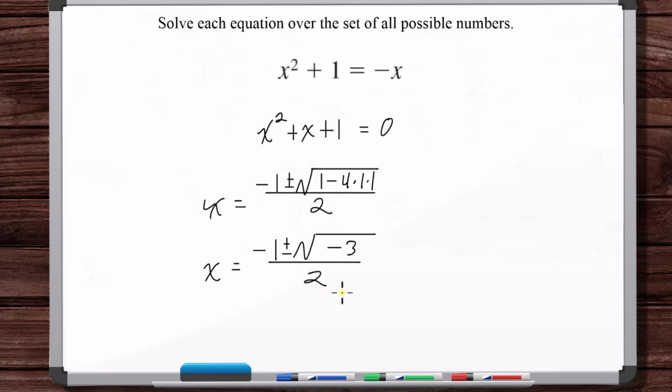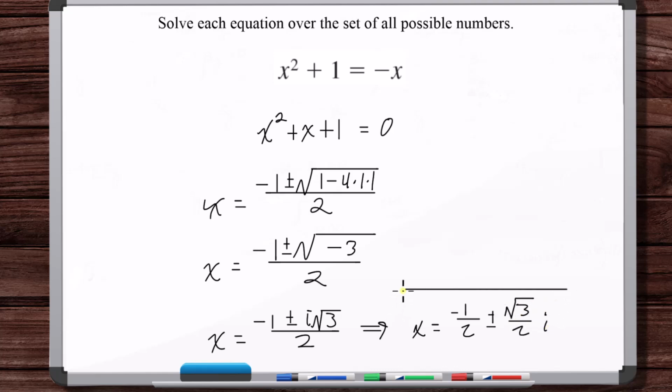And before complex numbers, we wouldn't know what to do here. Now we know what to do. It's not a big deal. Minus 1 plus or minus i root 3, over 2. Okay, so x is equal to minus 1 over 2 plus or minus root 3 over 2 i, and that's it. Easy. And then once we learn how to deal with any kind of even root with complex numbers, you could look at any polynomial equation and solve it, no problem.